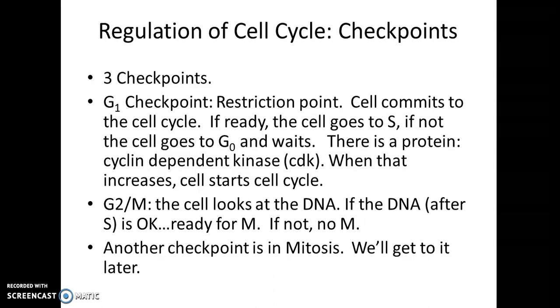The second checkpoint is between G2 and M. So the cell looks at the DNA. If the DNA after the S phase is okay, then it is ready for M. If the DNA is not okay, it will not go through the cell cycle and it will stop before M. Now there's a third checkpoint, and we're going to talk about that when we get into mitosis.